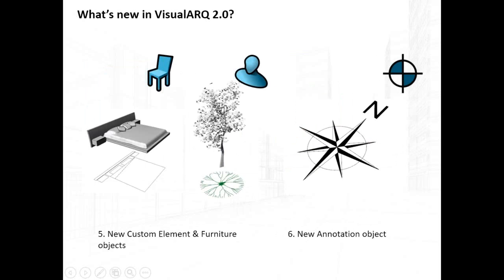Also, we have added 3 new objects. 2 of them are 3D objects for furniture elements or for just generic elements, okay? And we will see how they work. And we have also added a new annotation object that is a generic annotation object that can be created using blocks or also Grasshopper definitions.